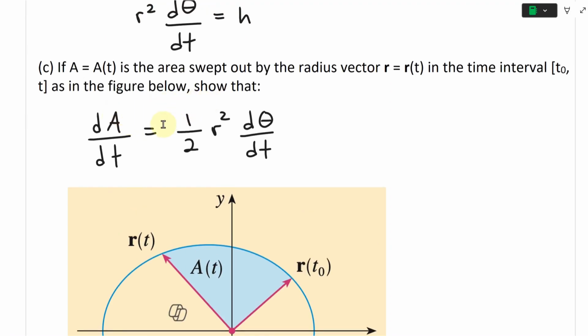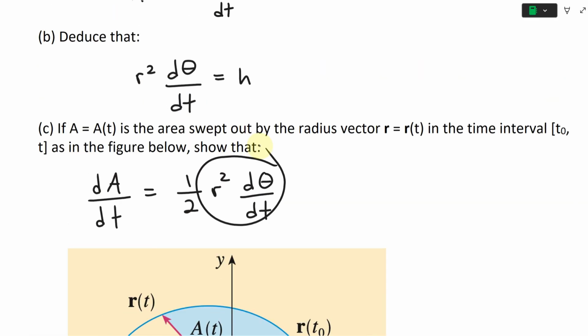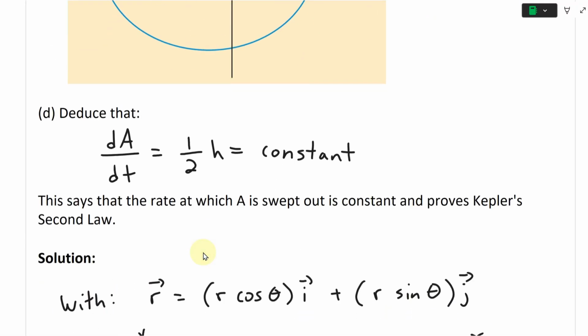Then show that the rate of change of the area dA over dt is equal to 1/2 r squared d theta over dt. In other words, this part here is just h, and that's constant. So that's Kepler's second law: equal areas are swept in equal times. The rate of change of the area is always constant as the planet goes around the sun there.